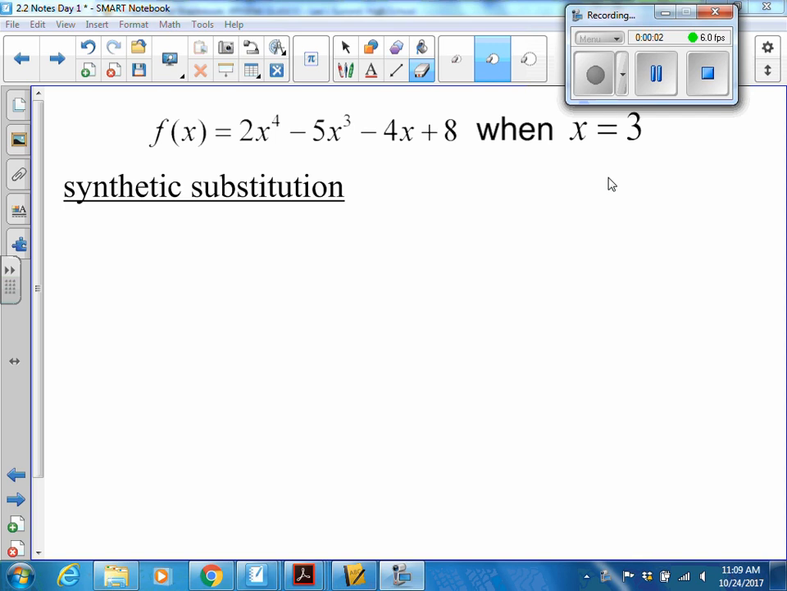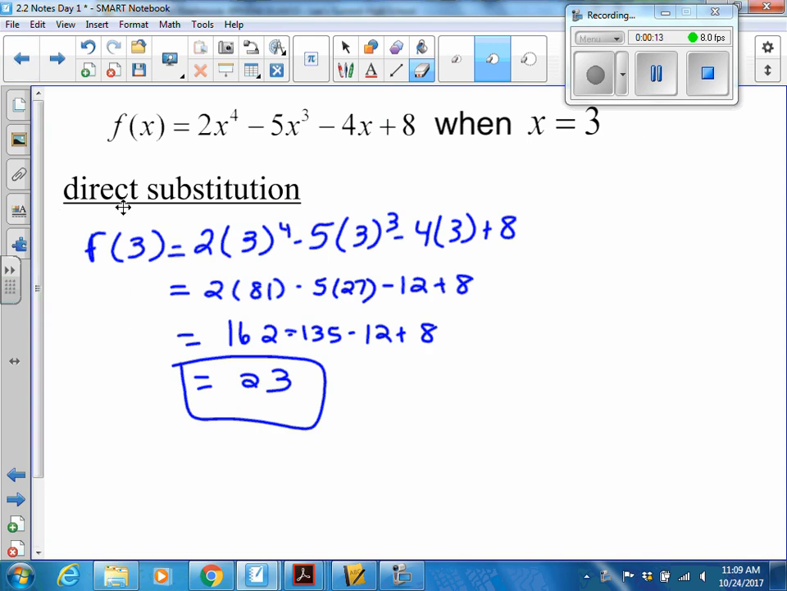So this is example 3 for the 2.2 day 1 notes. This is where we are evaluating our polynomial function. Now last time, right here, we used direct substitution. That meant you took your 3 or whatever your x value and you plugged it right into each of the places you see for x. And when we did that, we evaluated it and we got 23.